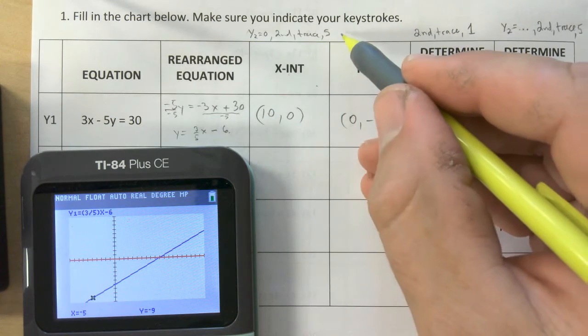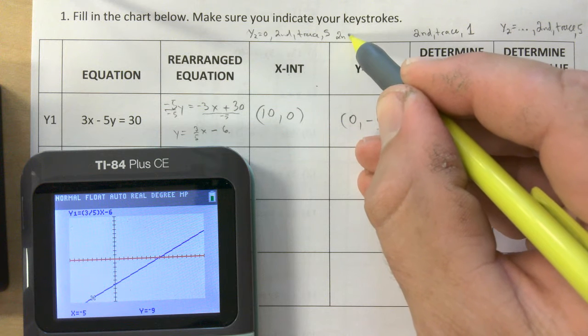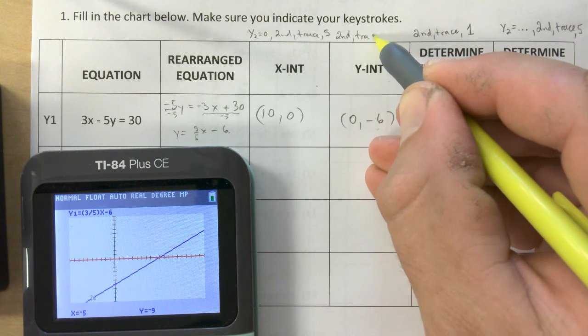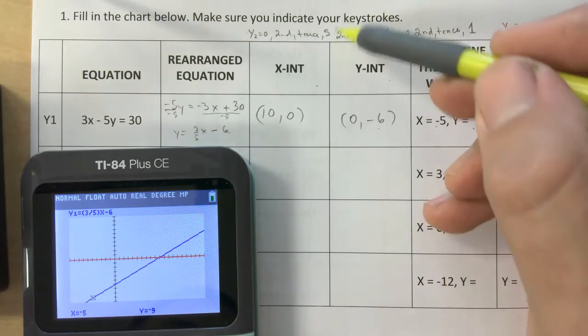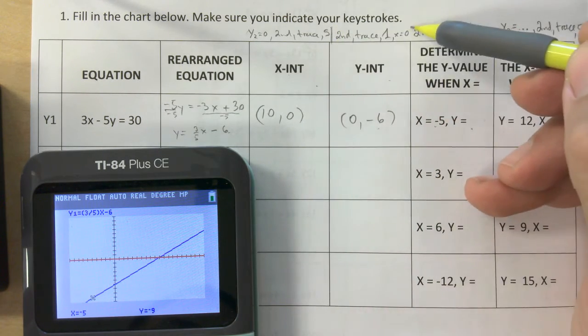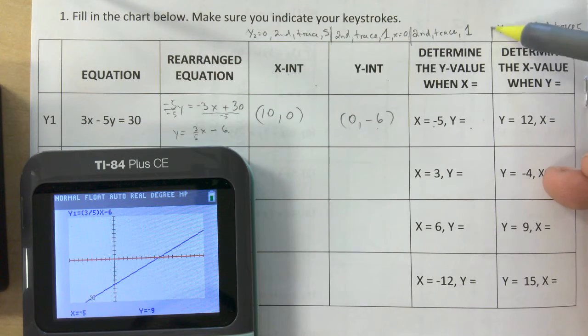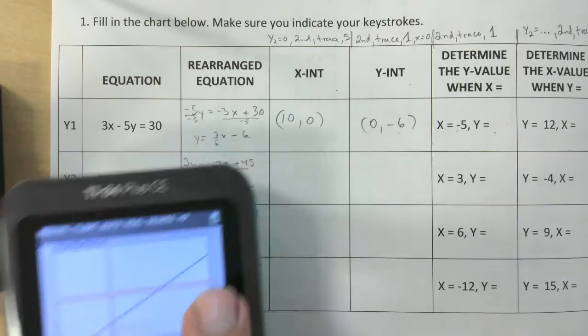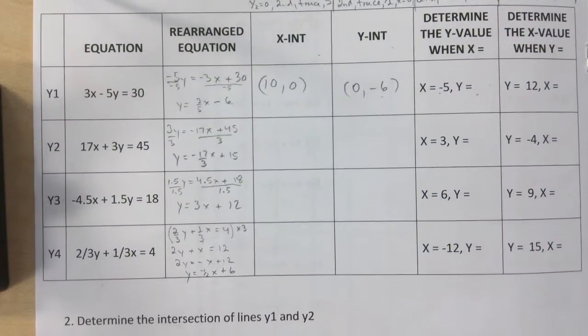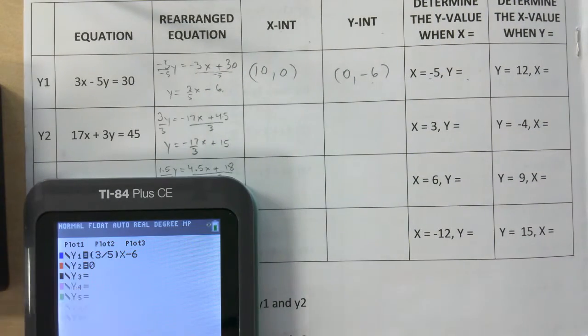And for the y-intercept, second trace 1, x is equal to 0. So there it is. Let's do the second one. Oh, I said I wasn't going to erase it. Sorry, I'm going to redo this.